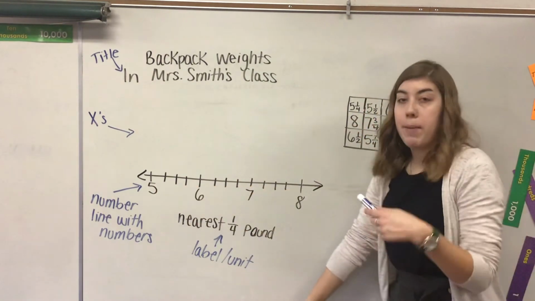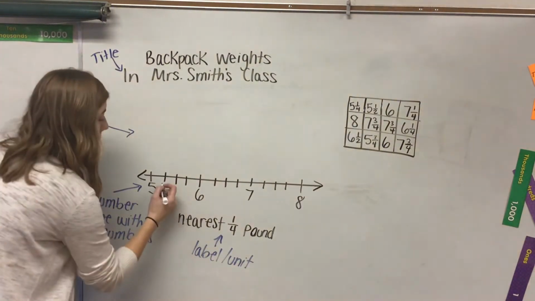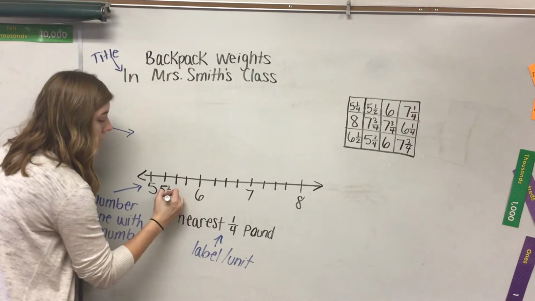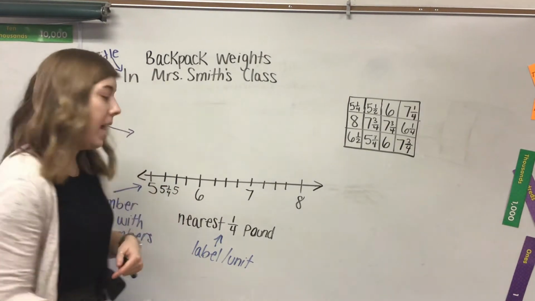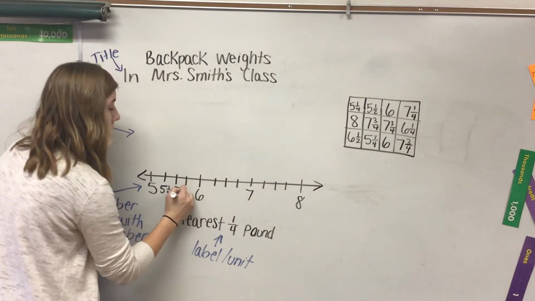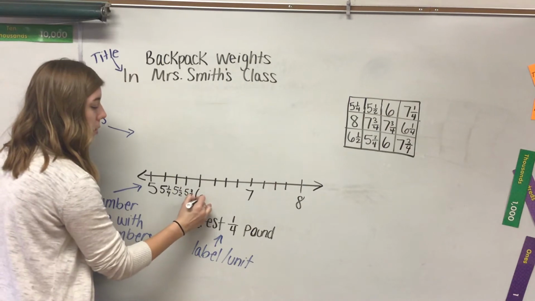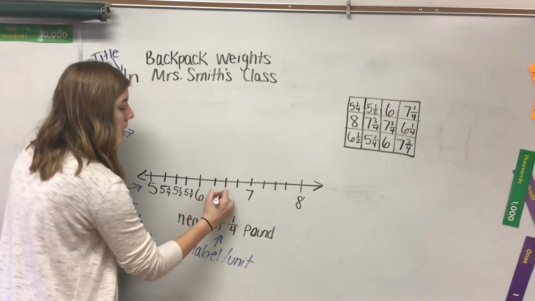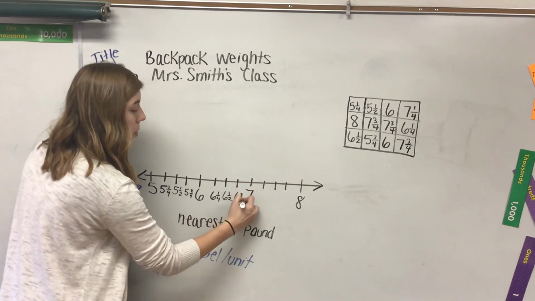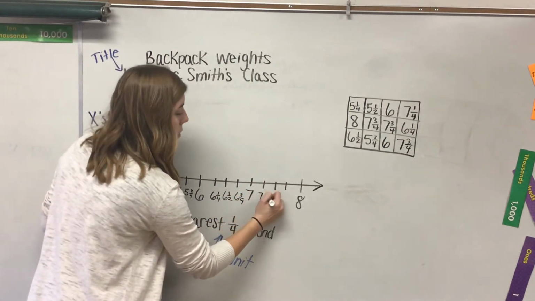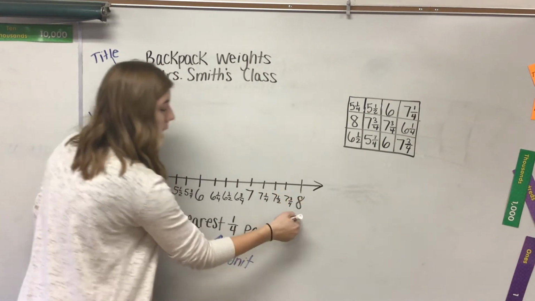So before we move on, I'm actually going to finish labeling the number line. So after 5 would come 5 1/4. Next would be 5 2/4, but we know that 2/4 is the same as a half, and a half is the fraction we're going to use here. Then we have 5 3/4, 6, which is already labeled for us, 6 1/4, 6 1/2, 6 3/4. Continuing on, 7, 7 1/4, 7 1/2, 7 3/4, and then we get to 8.